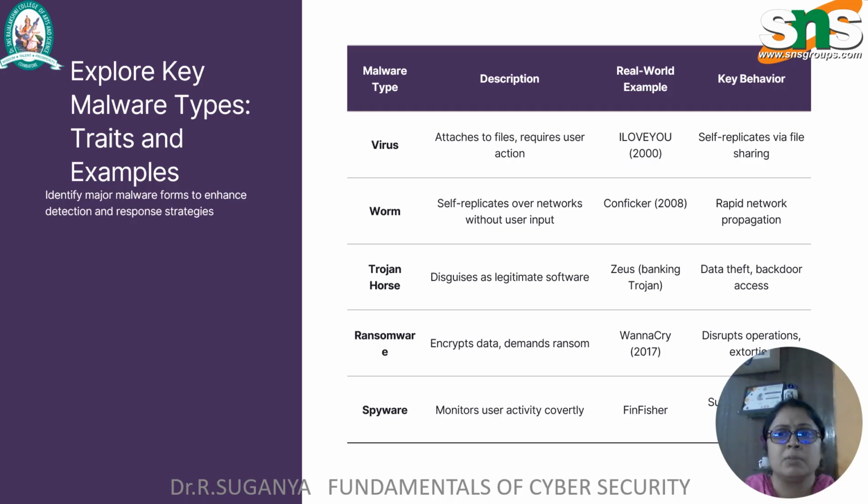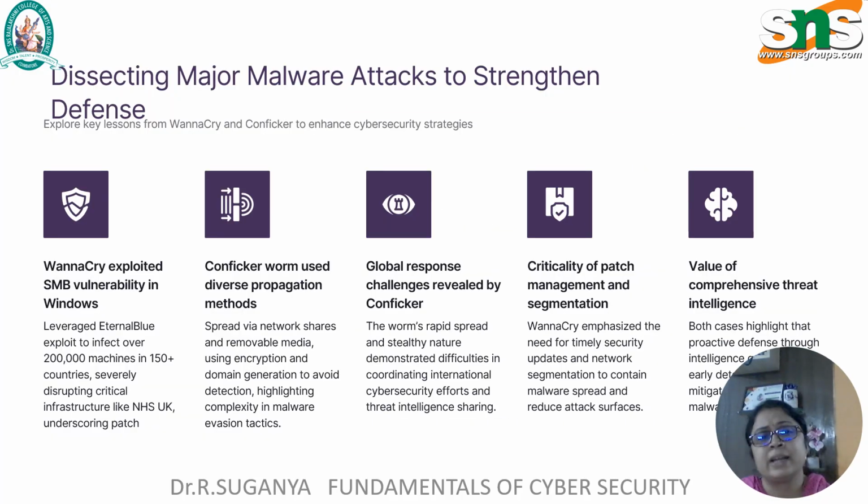Okay, and next comes dissecting major malware attacks to strengthen the defense. So what we can do in order to strengthen our devices. So WannaCry exploited an SMB vulnerability in Windows. So WannaCry ransomware leveraged the EternalBlue exploit to infect over 200,000 machines in 150 plus countries, severely disrupting critical infrastructure. And Conficker worm used diverse propagation methods. So they had removable media, using encryption and domain generation to avoid detection, highlighting complexity in malware evasion tactics. So they spread via network.